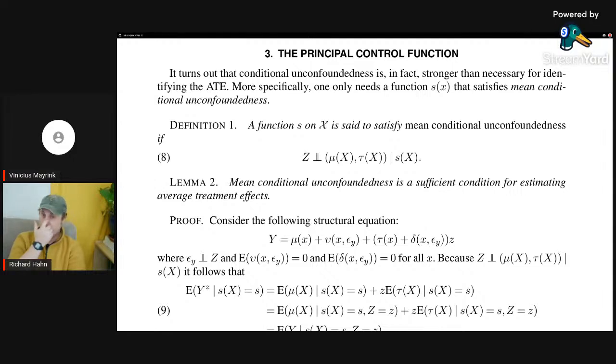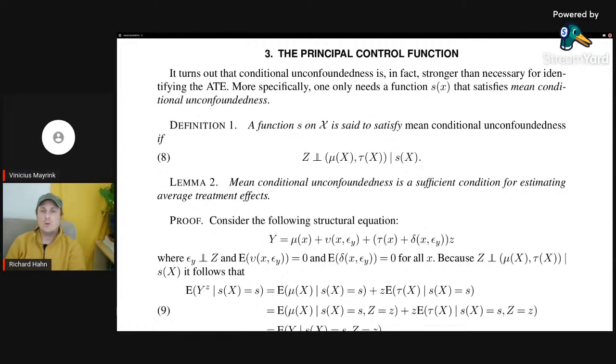And the definition of that is that Z has to be independent of mu(x) and tau(x), given that function, given the control features. Recall the definition of mu and the definition of tau. Tau is the treatment effect as a function of x, and mu is the prognostic value, meaning the value that you would expect for y without being treated. Those two things basically tell you everything you need to know about the mean of the potential outcomes, and the mean of the potential outcomes is the only thing that we're trying to identify anyway.